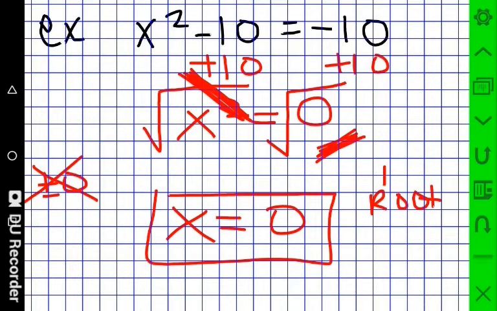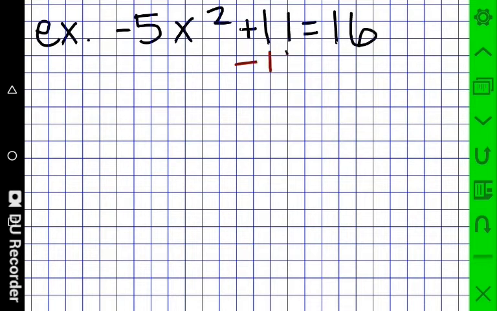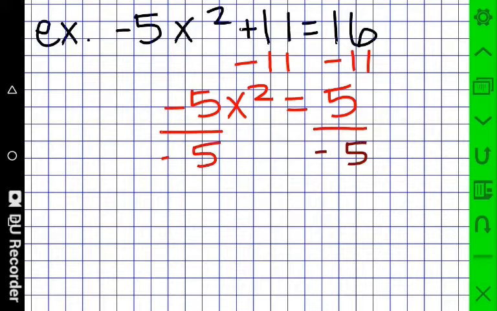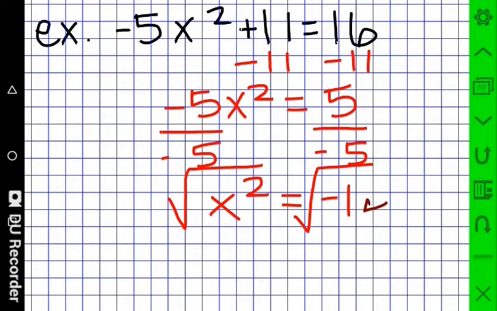All right, check this one out. I'm going to subtract 11 on both sides, so I get -5x squared equals, and 16 minus 11 is 5. I'm now going to divide by -5 on both sides to get x squared by itself. X squared is now by itself. 5 over -5 is -1. So check this out. If I were to square root both sides, if you think back to the very beginning of square roots, I cannot have a negative number in there. I can't take the square root of a negative number. That's in Algebra 2. We'll get there, but not in Algebra 1, not right now.